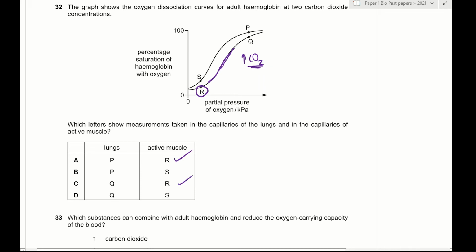For the lungs, we know that line S to P is the line with the lower concentration of carbon dioxide. And we know that the lungs are the site of gas exchange, therefore meaning that it has the highest percentage saturation of hemoglobin with oxygen. In this case, for the lungs, it's going to be P. So R and P, and the answer is going to be A.